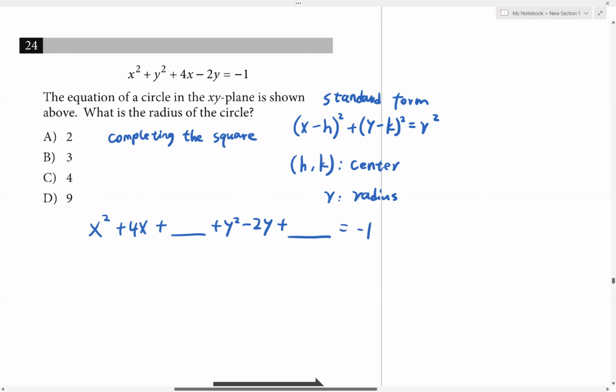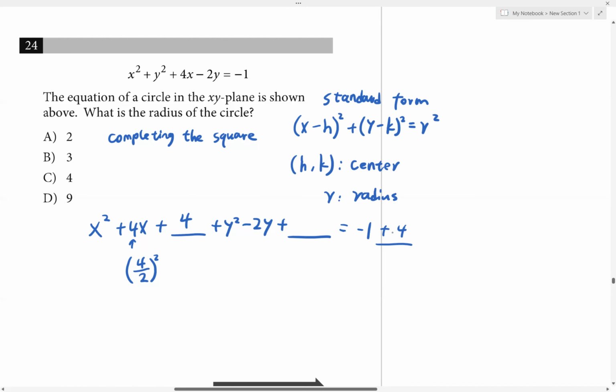Now what number do we add? The number that we add, you always have to look at the number in front of x, that's a 4. We take the 4, divide it by 2, and square that. Always divide by 2 and then square that. So 4 divided by 2 is 2, 2 squared is 4. So we're gonna add a 4 right there. Don't forget, if we add it to the left side, we also have to add it on the right to keep the equation balanced. So we also have to add a 4 on the right side.